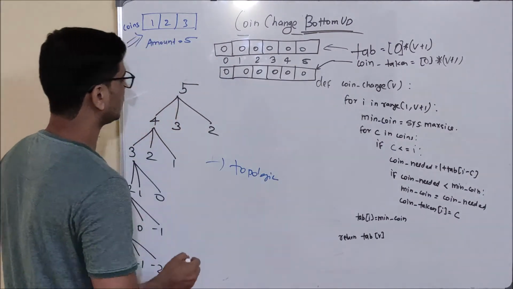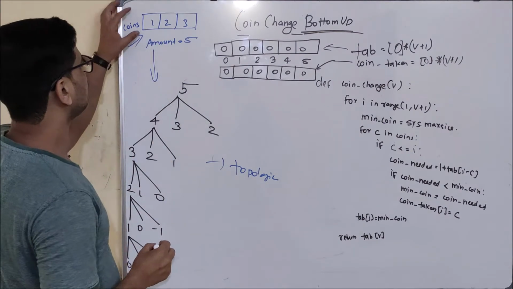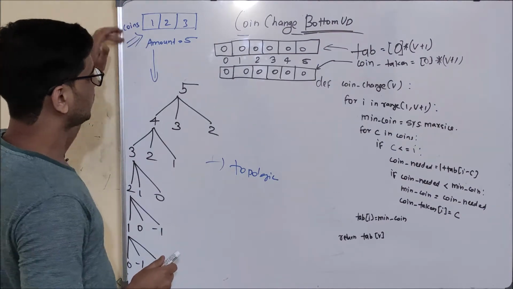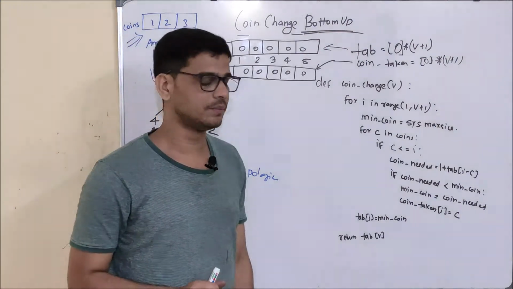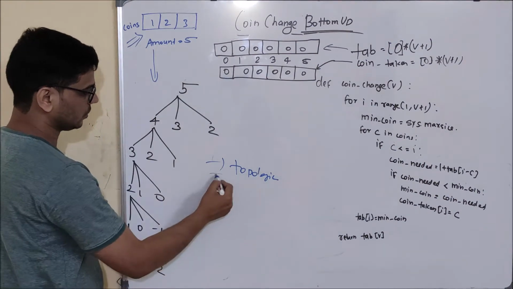And one more thing, this is the top-down tree for this particular example, where the coin denominations I have are 1, 2, 3 and the amount is equal to 5. The same example I have taken for the top-down program. Now we are going to do some analysis on topological order.